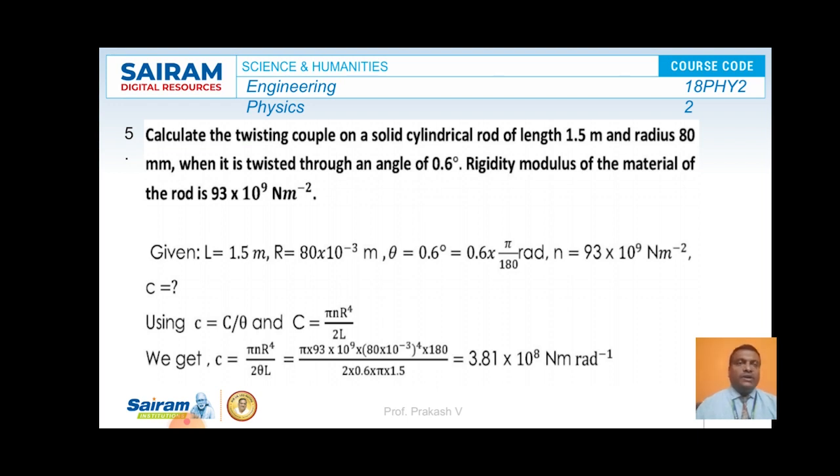So here we have to convert theta, that is 0.6 degree, into radians by multiplying that with pi by 180 radians, and by taking twisting couple as c by theta, where c is couple per unit twist given by pi n r to the power of 4 by 2L. Therefore twisting couple can be written as pi n r to the power of 4 by 2 theta L. By substituting all the values, the value of C can be calculated as 3.81 into 10 to the power of 8 Newton meter per radian. So this is the solution for the given problem.